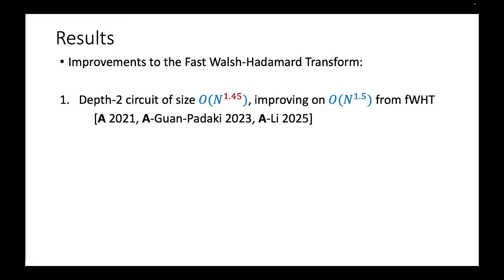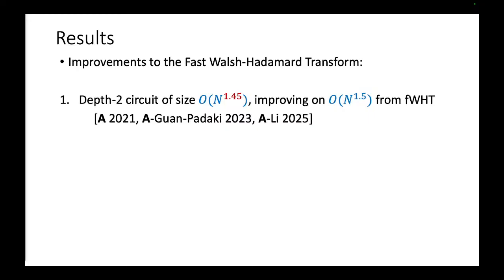So here's the first one, a smaller depth 2 circuit. I just mentioned, and I'll show you the details in a moment, that the fast Walsh-Hadamard transform idea gives a circuit of size n to the 1.5. But in this line of work, together with Yunfeng Guan and Ashwin Padaki and Baitian Li, we got it down to n to the 1.45. So this is the first result I'll tell you about.